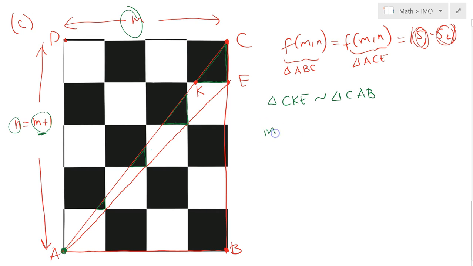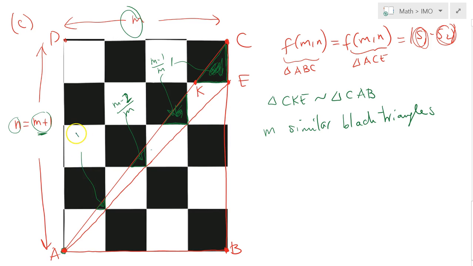Right, so we have m similar black triangles, let's write that down, and I need to somehow find the ratio of these triangles with respect to each other. If you apply the similarity ratios carefully, what you can easily observe is that the similarity ratios between, let's say, this one, KEC, and this one: if you call this one 1, this one comes out as (m minus 1) over m, the next one will come out as (m minus 2) over m, and so on. The last one will come out as 1 over m.